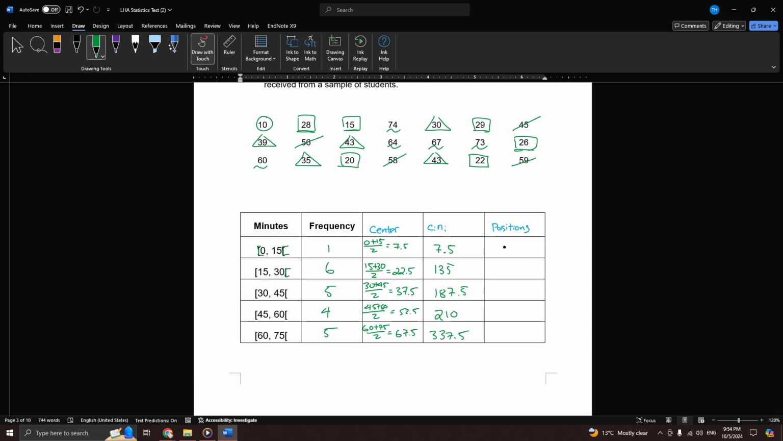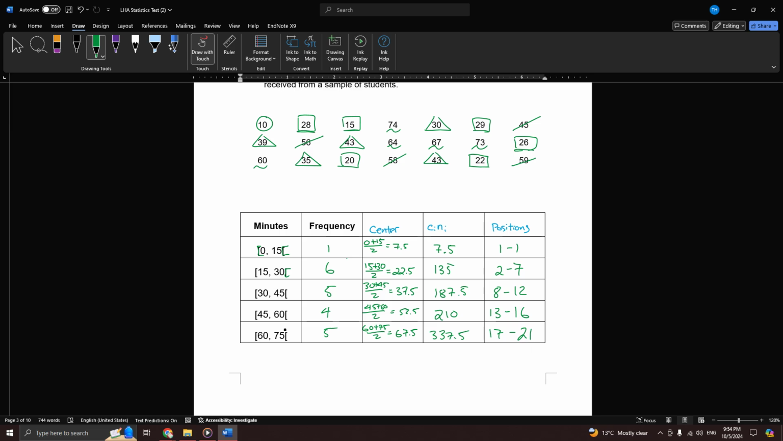So, now let's do our positions real quick. We're going to start at 1. Where do we end off? Our frequency is 1, so we end at 1. After the number 1 is number 2. What's the number above the number we're looking for is 1. We're going to add that to our frequency. So 1 plus 6, that's going to be 7. Okay, 7. After 7 is 8. 7 plus 5 is 12. After 12 is 13. 12 plus 4 is 16. After 16 is 17. 16 plus 5 is 21.